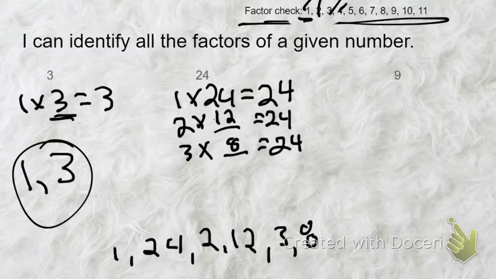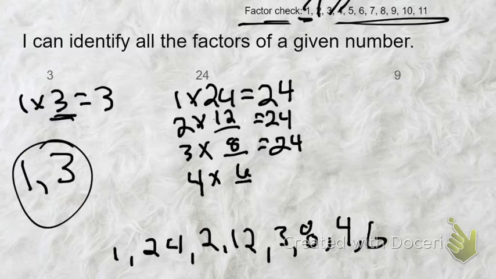Okay, and now I'm going to go to the 4. 4 times what is going to equal 24? If anything, I'm going to be thinking, 4 times 3 equals 12. So if I double the 3, I should get 24. So it's going to be 6. So 4 and 6. You'll notice that 24 actually has a lot of factors.